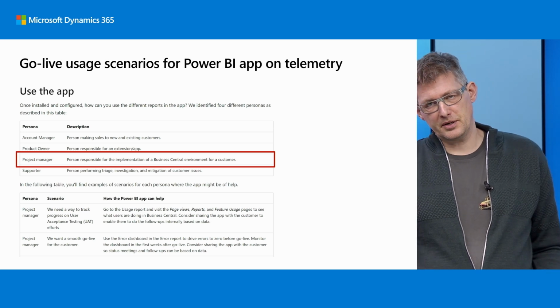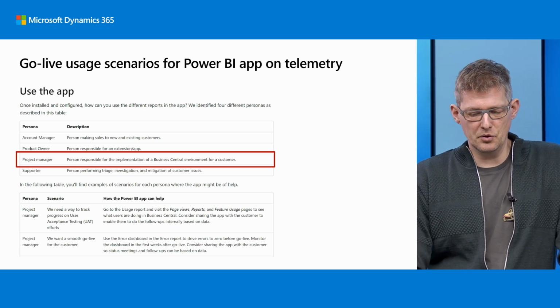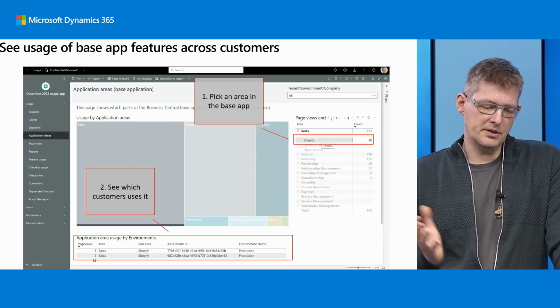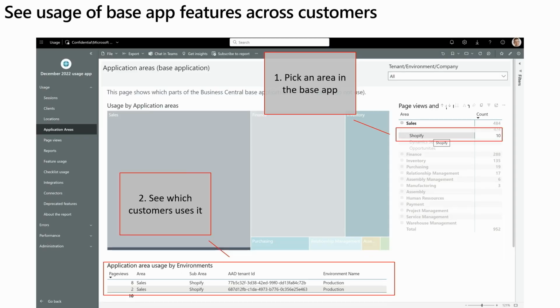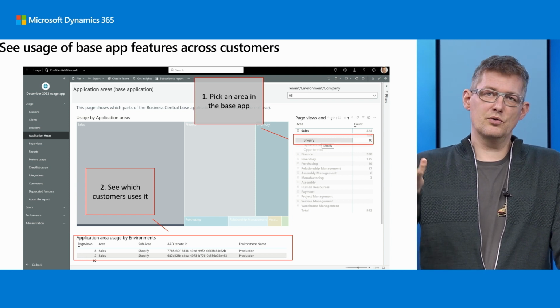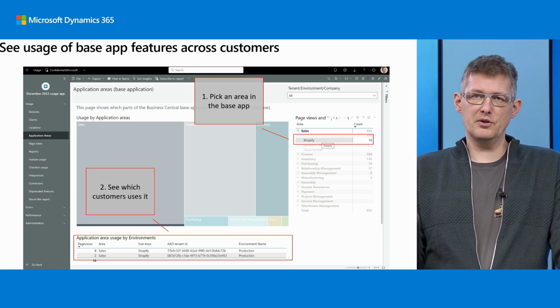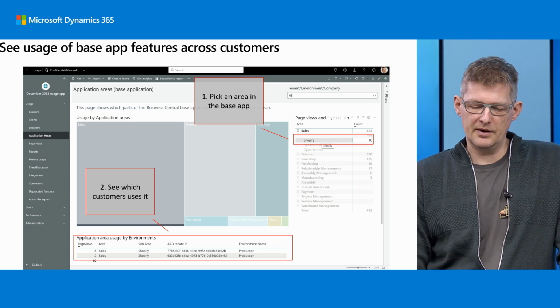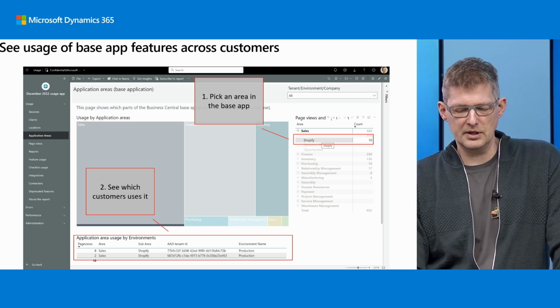There are other things that the project manager might want to do, and I'll highlight a few with some screenshots across the Power BI app. The first is, you actually saw this, the base app feature usage, but it doesn't have to be for one particular customer. Let's say that you use telemetry for 400 customers. You can plug in a Power BI app for that and see which users are using which features in base app, and maybe you can learn from customer A and make customer B's life easier because they could also use these parts of the app.